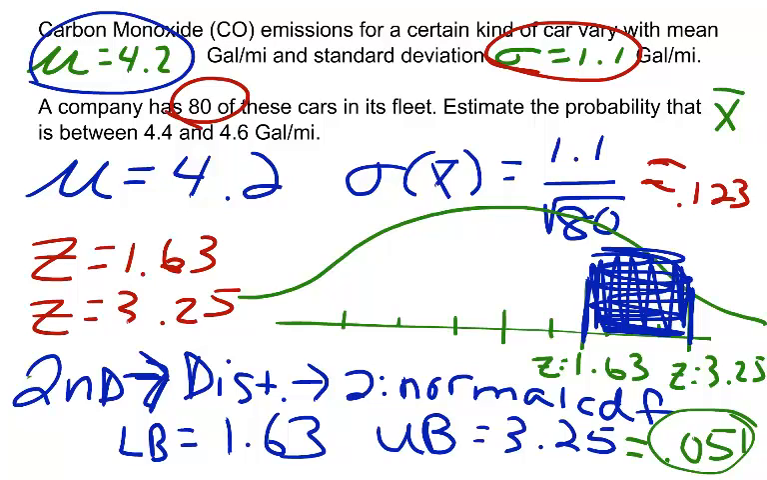So there are a few of the basics concerning the sampling distribution of a mean and the central limit theorem.